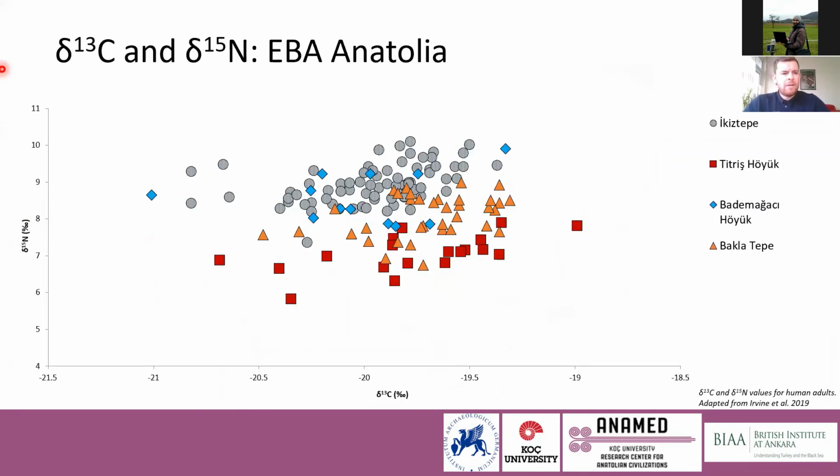So now let's look at some case studies of applying this to actual archaeological material. This is some of my data for my PhD, and also an article I published. This is early Bronze Age populations from Anatolia. So we have Iketepe, Tichusuk, Bakutepe, and Badamaji. And this is carbon and nitrogen, looking at diet. As you can see, they're in this range between about -19 and -21, and between about 5 or 6 to about 10 per mil. So we can tell from this that these individuals were consuming a terrestrial C3-based mixed diet.